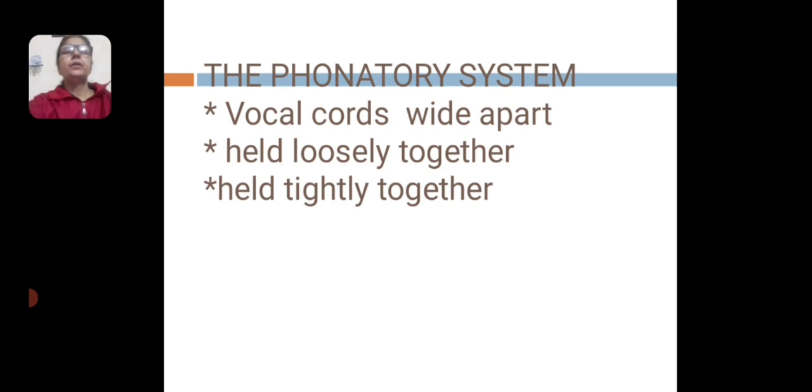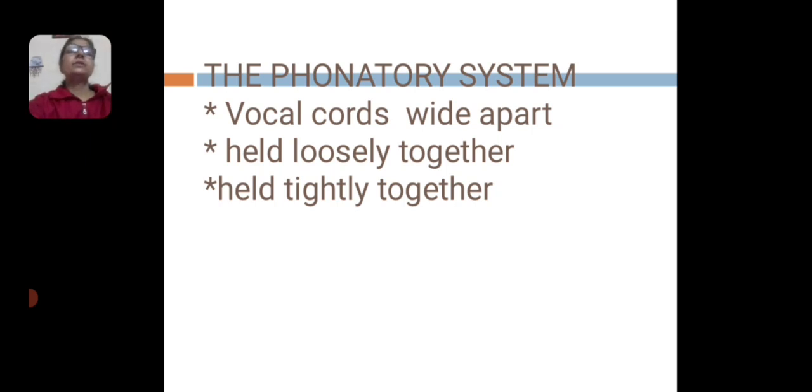M in my, n in nail, ng in sing, are other examples. And the third position is they are held tightly together. That is the position of glottal stop. When they are held tightly together, the air stops, and then it is brought out of the body with a sudden release. All the words which have initial vowel sounds produce this sound. For example, ant, owl, and up. So the vocal cords play a great role in voiced or voiceless sounds.